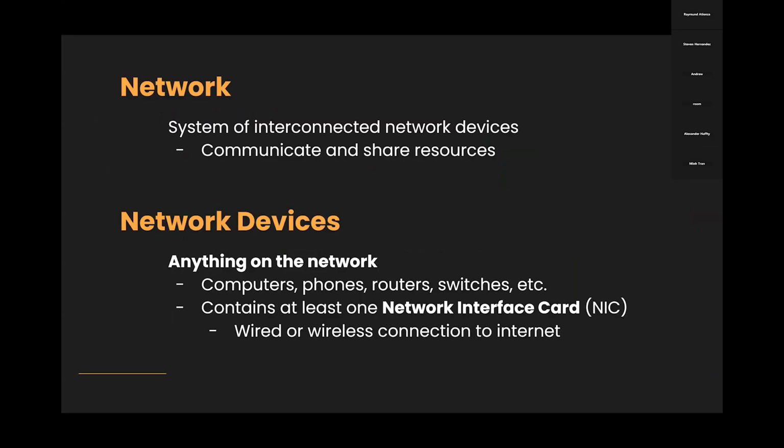So a network is pretty much just a system of interconnected network devices that can communicate with each other and share resources to one another. And network devices are anything on the network. These can include computers, phones, routers, switches, and even printers or like RF scanners. To be a network device, you have to have at least one network interface card, and this allows you to communicate on the network. And these network interface cards, or NICs, have a wired or wireless connection to the internet.